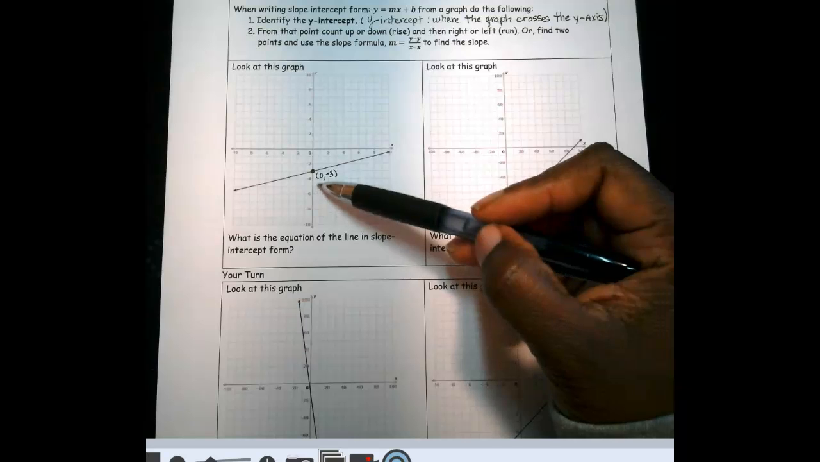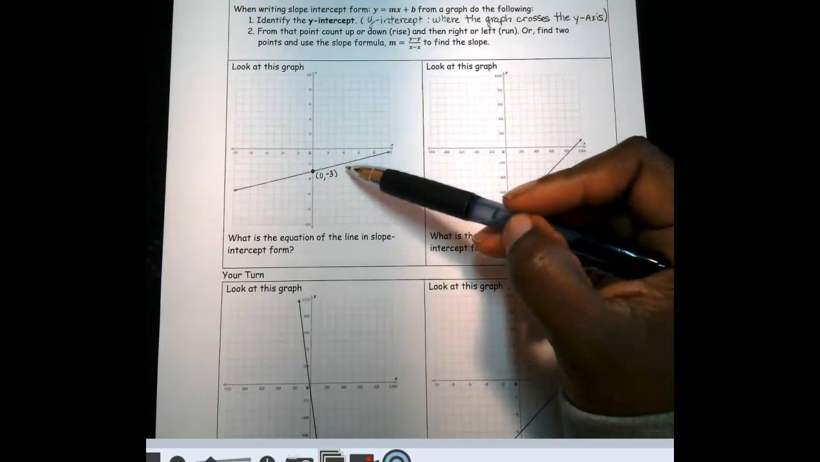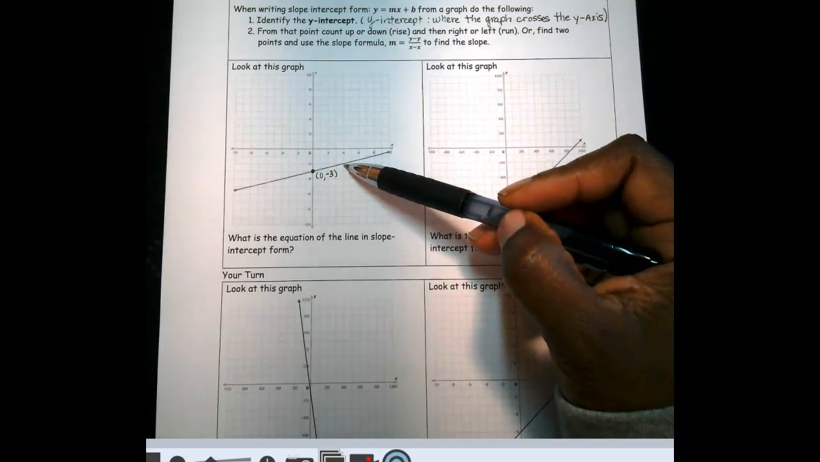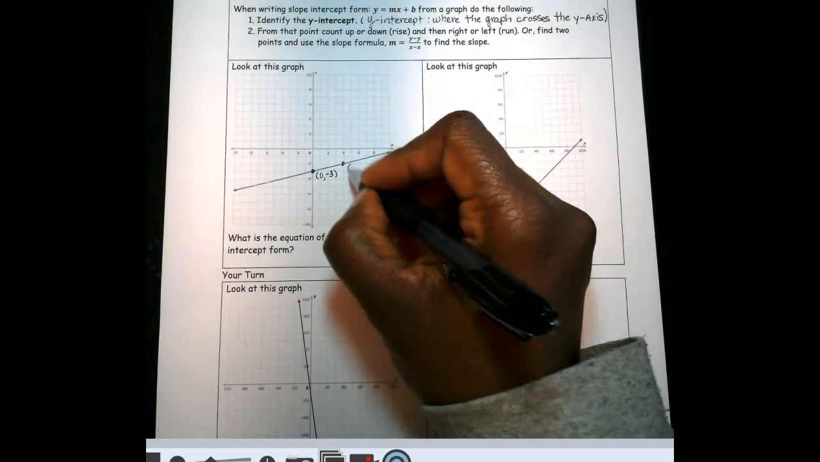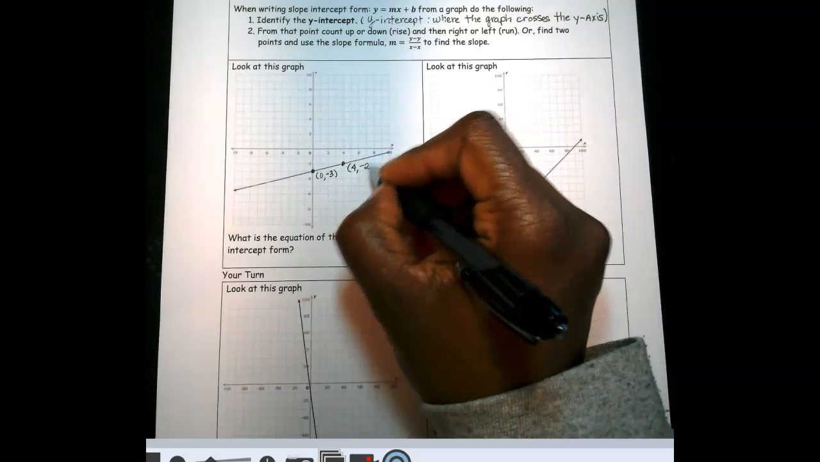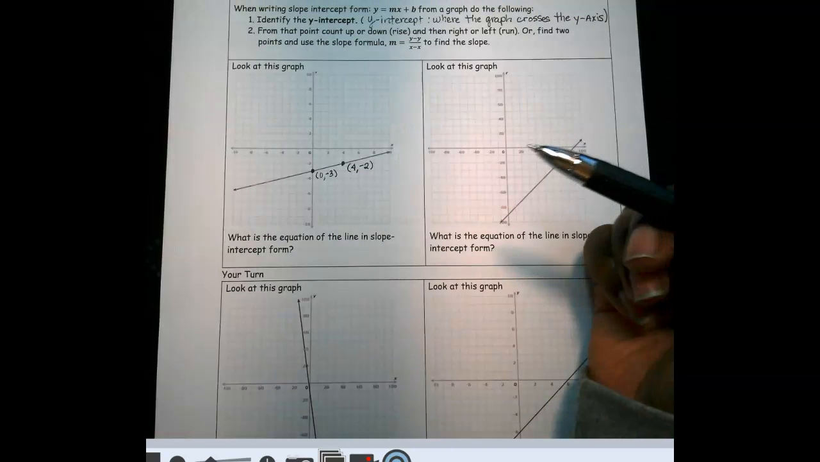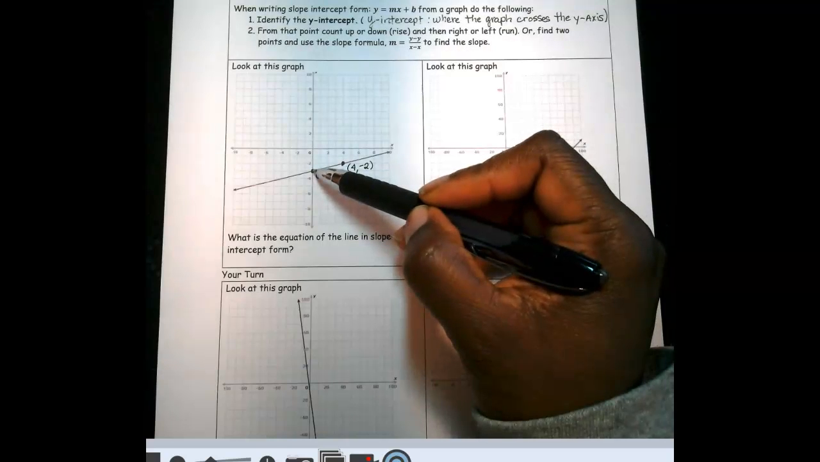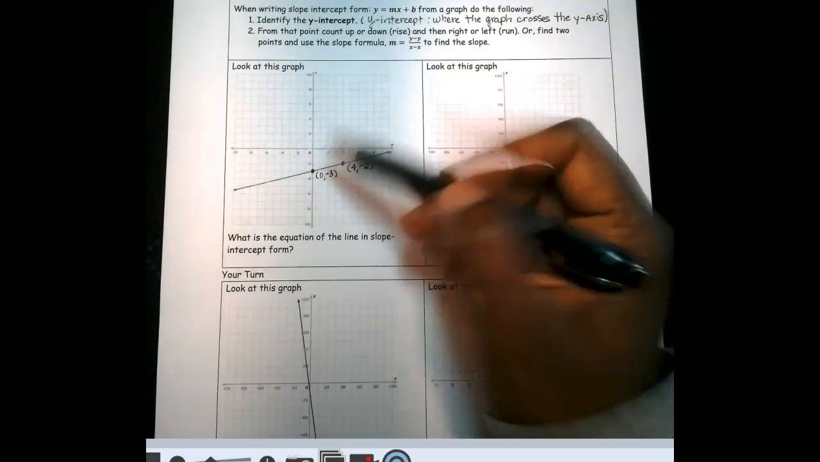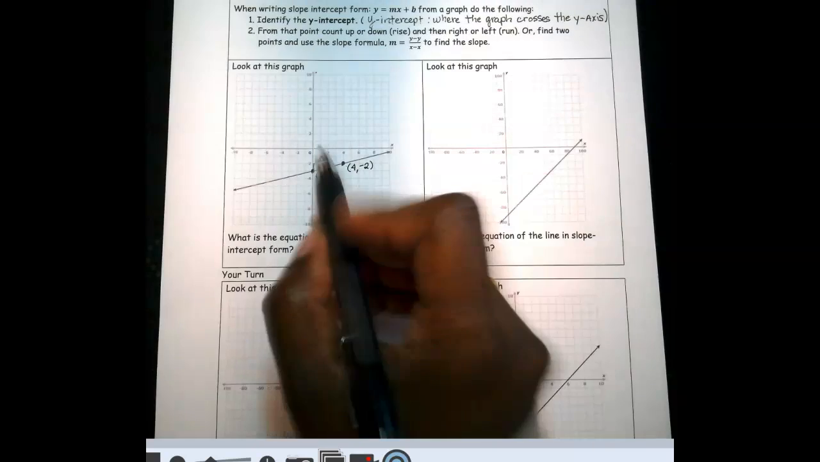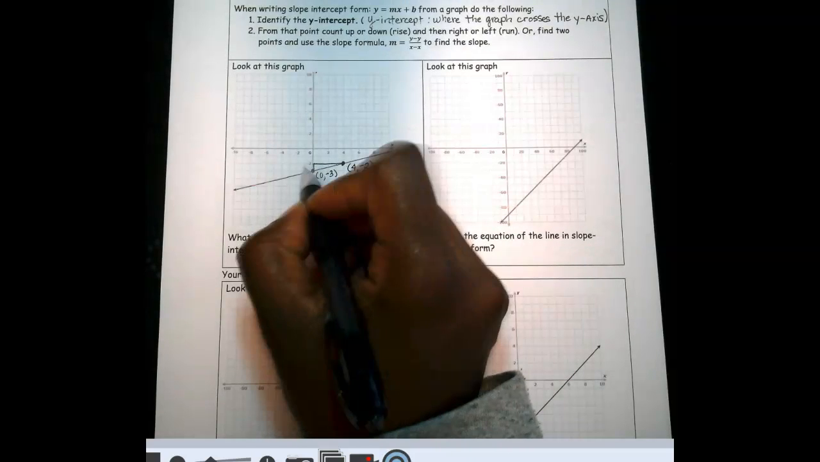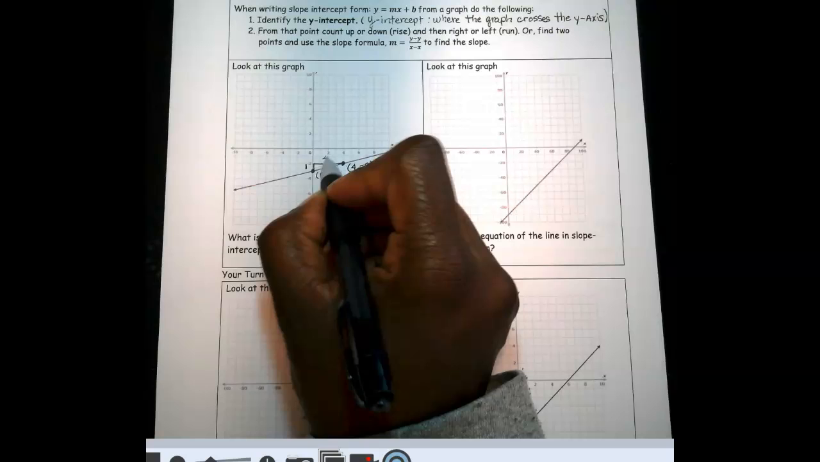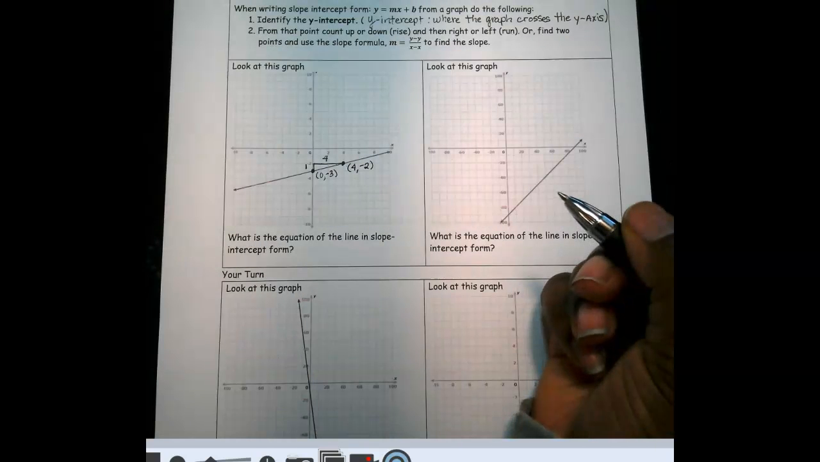Now next I'm going to find another perfect point. Looks like right here, which is (4, -2). So if I use the counting method, I'm going to rise up 1, and I'm going to count over 1, 2, 3, 4. Rise up 1, count over 4. So my slope would be 1/4.